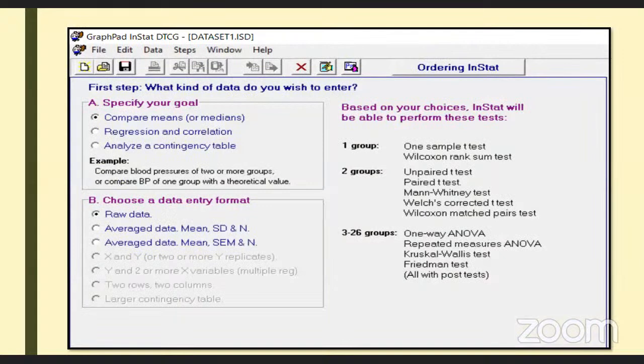Then the software which I use, preferably, is GraphPad Instat. In GraphPad Instat, if you compare means or medians, it will give you these tests: one sample t-test or Wilcoxon signed rank test. If two groups are there, you can go for unpaired t-test, paired t-test, Mann-Whitney, Wilcoxon. Then if you have more than two groups, from 3 to 26 groups, you can go for one-way ANOVA, repeated measures ANOVA, Kruskal-Wallis, Friedman test. I have tried to cover most of the tests from this.